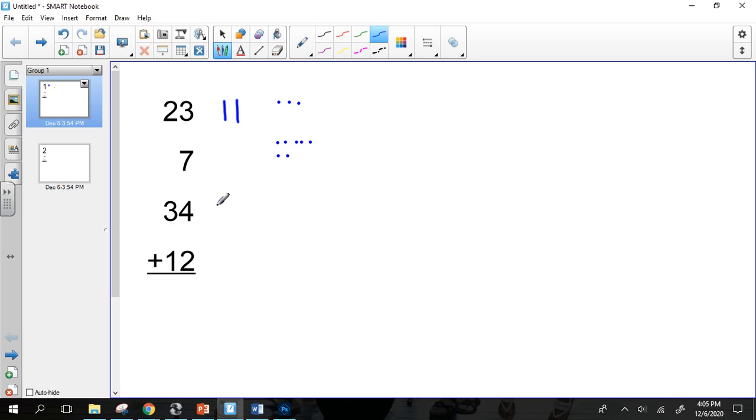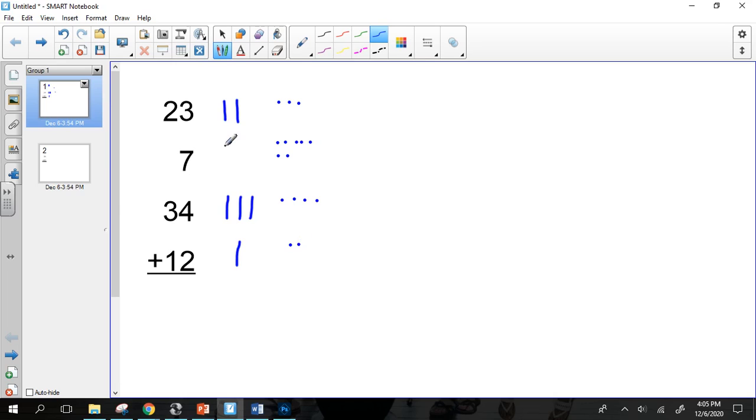Now my next number is 34. So I do have 10s. I'm going to draw 3 10s. That makes 30. And then I will draw my 4 ones. 1, 2, 3, 4. And then my last number I'm adding is 12. So I will draw 1 10 and 2 ones.